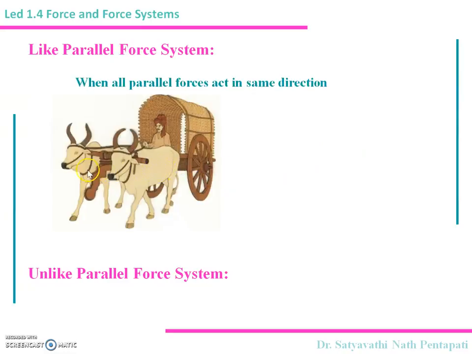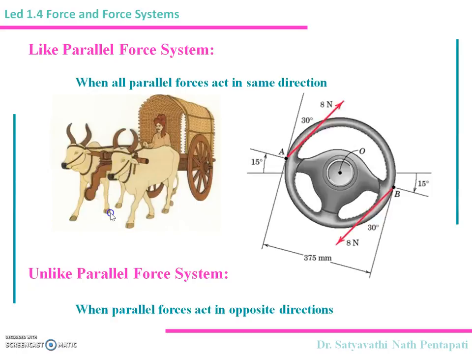In this example, these bullocks pulling the cart are an example of a like parallel force system because both of them are pulling in the same direction. If you observe the steering wheel, when we rotate it, we put one hand on one side and one hand on another side, and when we apply forces like this, only then can we rotate the steering wheel. So this is an example of an unlike parallel force system.